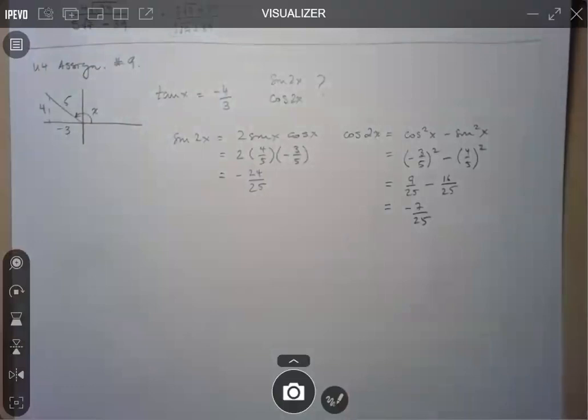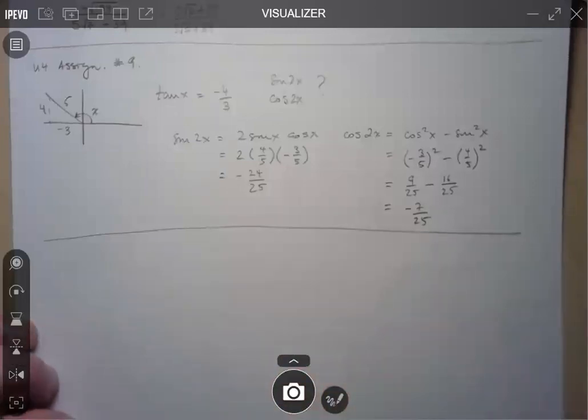So like I said, in some ways, actually a little easier than the previous one. We didn't have to kind of figure out what quadrant things were in. All right. Any questions on this one here? All right.